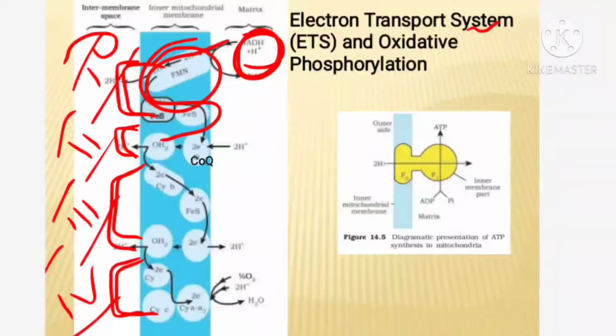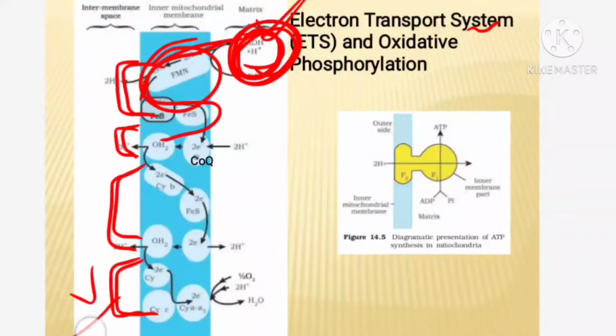Understood? So, in three places you can find the hydrogen being pumped from the matrix to the intermembrane space. What are the three places? That is only the complexes. The energy which is released by the electrons is used in pumping the proton from here to here, right.